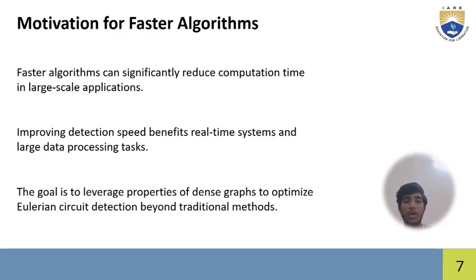Motivation for faster algorithms. The motivation is clear. Speed and scalability. Faster algorithms can handle real-time applications like dynamic network updates, manage large datasets efficiently, and reduce processing costs in practical systems. The aim is to exploit unique properties of dense graphs to outperform traditional approaches.